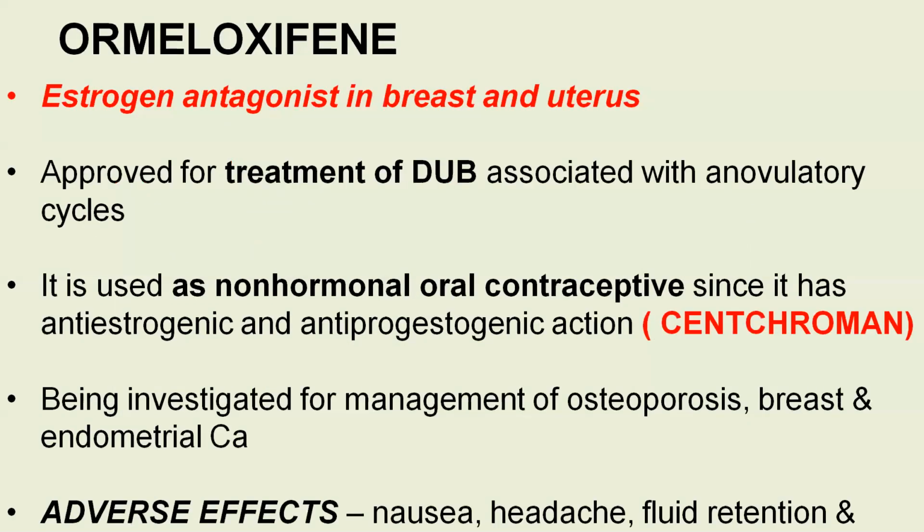Then coming to ormeloxifene. Ormeloxifene exhibits mainly estrogen antagonist action in the breast and uterus. So this has mainly been approved for the treatment of dysfunctional uterine bleeding associated with anovulatory cycles. It is used as a non-hormonal oral contraceptive because it has both anti-estrogenic and anti-progestogenic action. So it comes with the name Saheli.